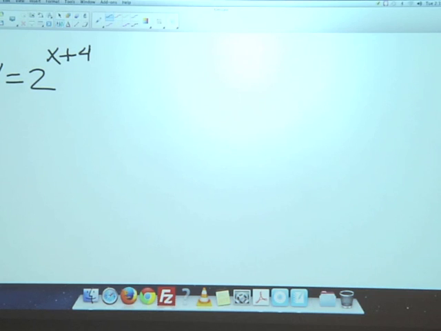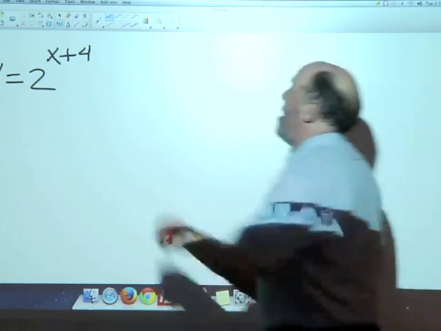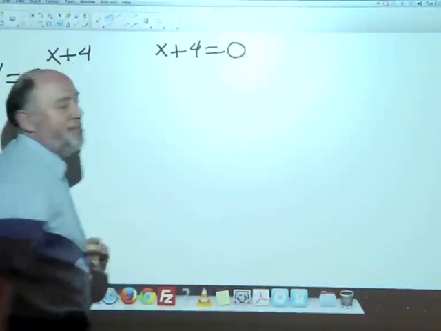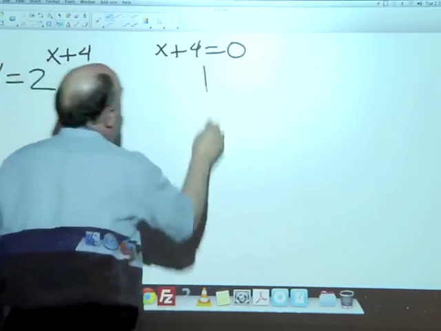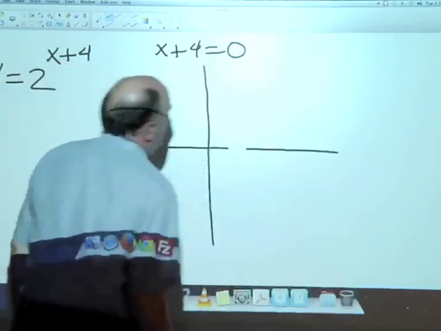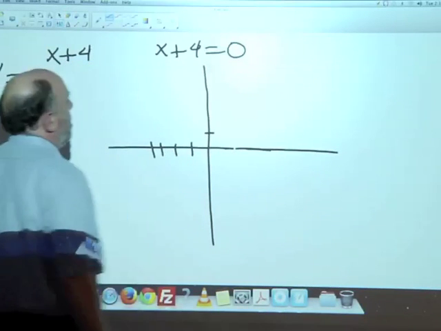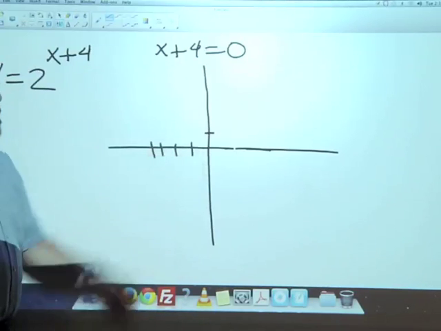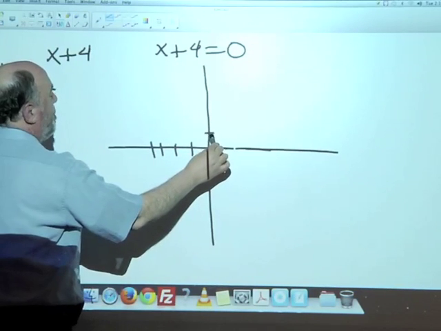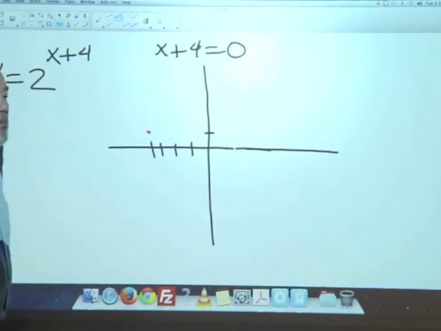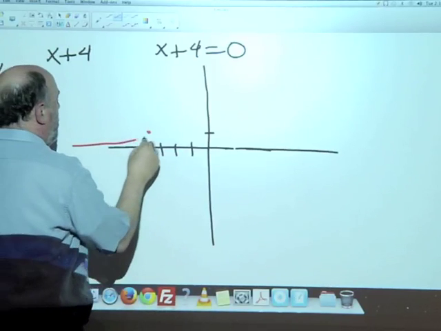Okay? Again, my key point we said was 2 to the 0 power because that's always 1. And so what you ask is, okay, when will x plus 4 equal 0? Well, that'll be at negative 4. Okay? So this is going to move my point, which was here, and it's now going to move that point over here.